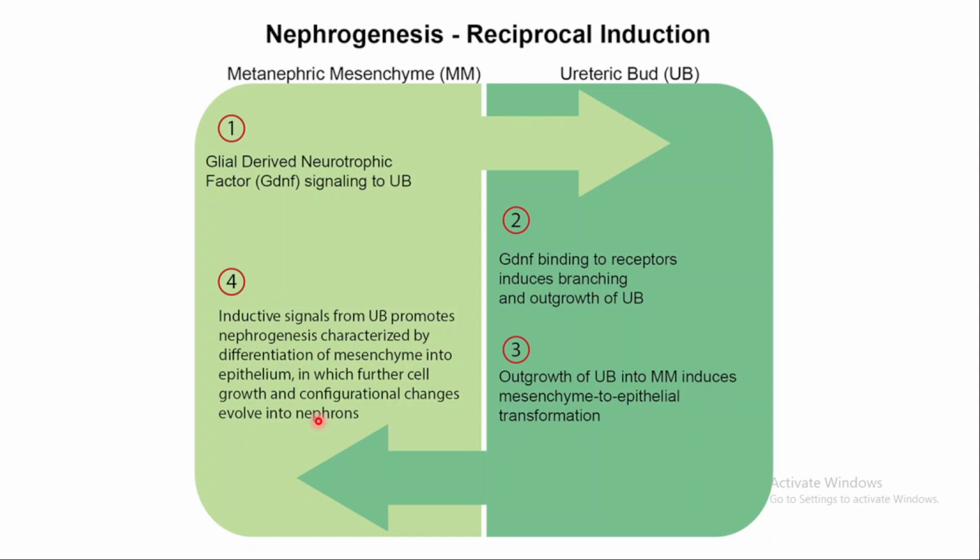So this is a classic example of reciprocal induction. First, the mesenchyme signals the ureteric bud and causes its outgrowth. Then the ureteric bud also signals back to the mesenchyme, causing the mesenchyme to undergo an epithelial transformation and form the nephron. So both the tissues are required for the correct formation of nephron. If one of the tissues is missing, then there won't be any reciprocal induction and correct nephron functionality will be lost.